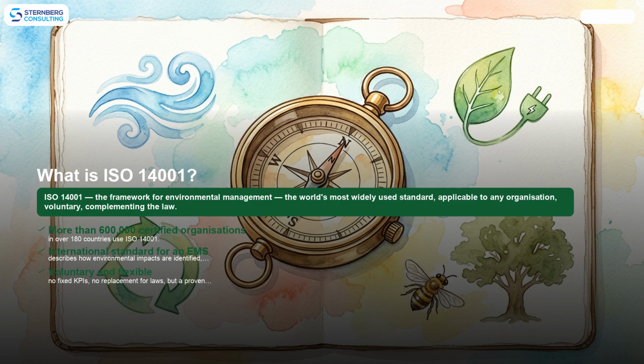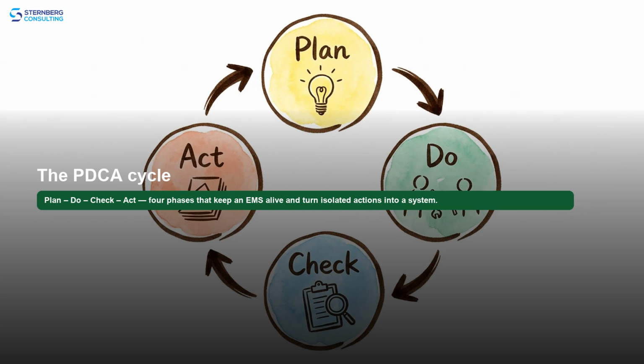That brings us to the heart of the standard, the PDCA cycle. PDCA stands for Plan, Do, Check, Act. In the plan step, we identify significant environmental aspects, review legal requirements, evaluate risks and opportunities, and set measurable environmental objectives. In the do step, we implement actions, clarify responsibilities, and embed competence and communication. In the check step, we monitor performance, run internal audits, and capture deviations. In the act step, top management reviews the results, adjusts actions, and evolves the system.